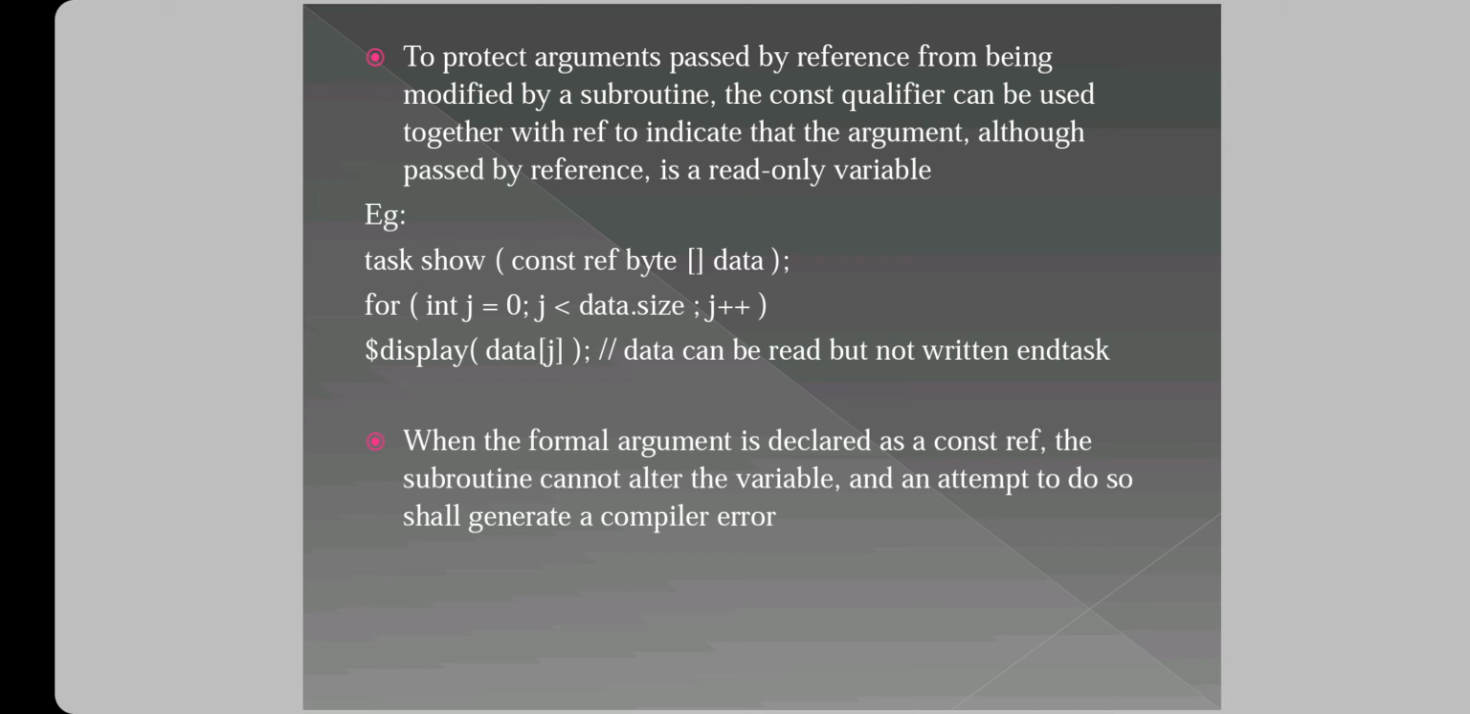The example is given below. We have a task show, where the argument is a const ref byte data, and we have a for loop which is going to display all the data of the array. So data can be read out but not written, and then you end the task. When the formal argument is declared as a const ref, the subroutine cannot alter the variable, and an attempt to do so shall generate a compiler error. Whenever there is an attempt to change the argument, a compilation error will be issued.